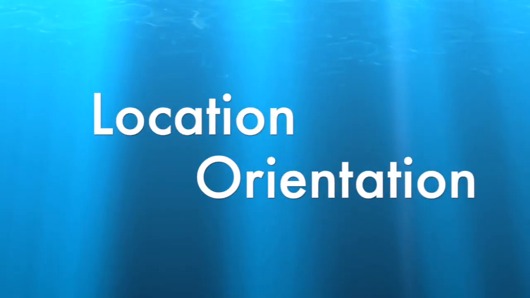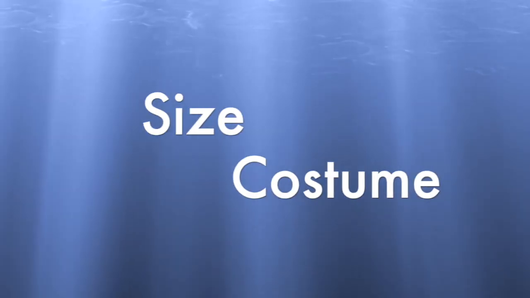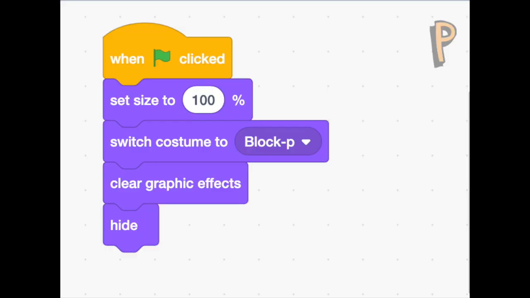So to review, you need to set up the location and the orientation of your blocks. You also need to set up the way the blocks look, whether they're hidden or visible.